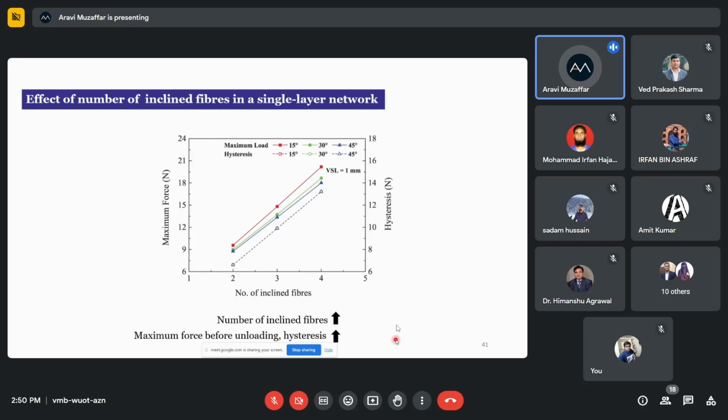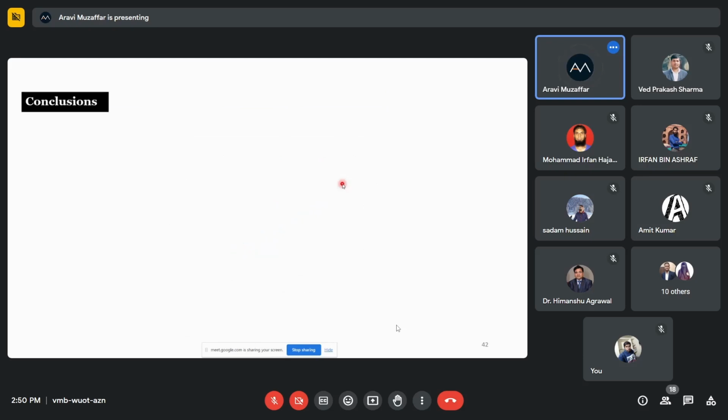Then we tried to find out what is the effect of the number of inclined fibers. So you have different inclined fibers, and we saw that with the increase in the inclined fibers, the maximum force before unloading as well as the hysteresis increases, and it is highest for the condition wherein the inclined fibers have lower inclination angle. So all this analysis is obtained from Ansys and not done experimentally.